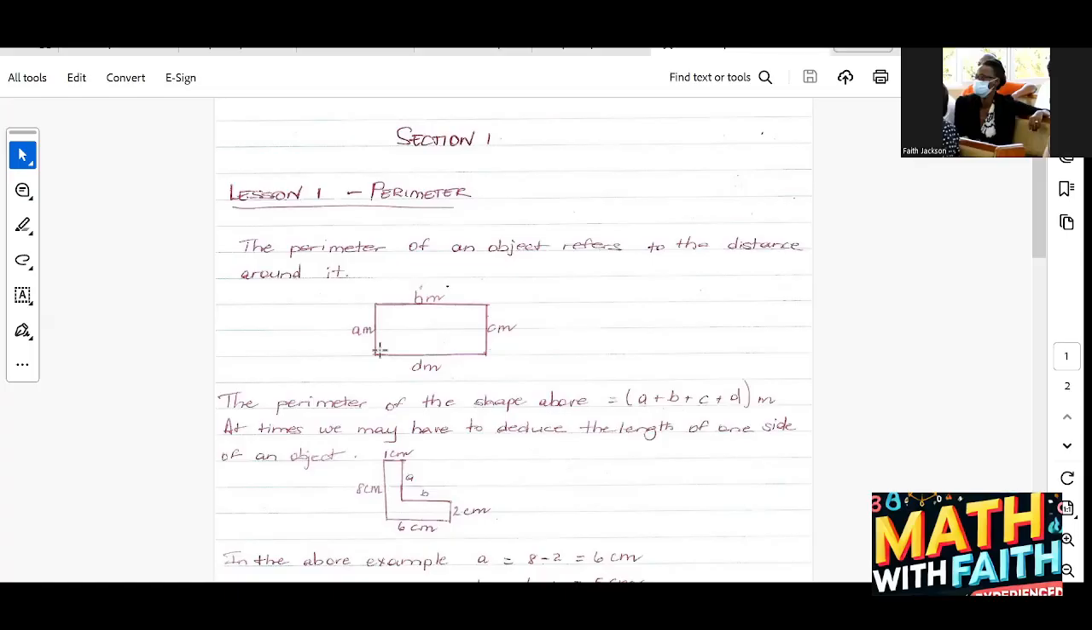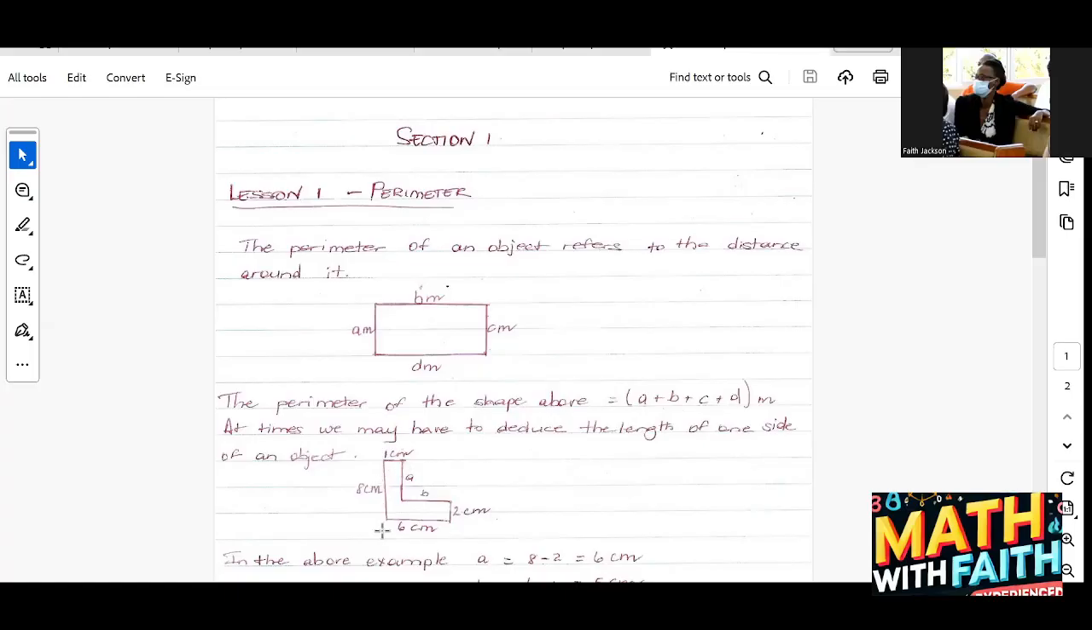Now, sometimes it's not going to be so straightforward looking, right? Sometimes we have to determine or deduce the length of one side of an object. For example, if we were given A meters and B meters, A, let's say, was 3 and B was 5, then we could deduce that C is also 3 because C is equal to A, and D was also 5 because D is equal to B. So even though they did not give us the length of C and D, we could deduce the length of C and D.